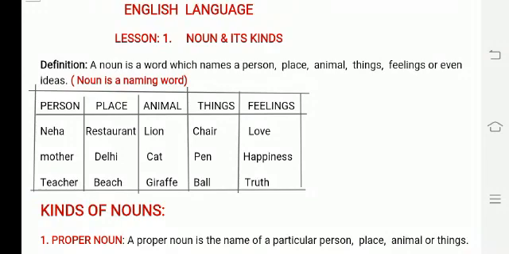We are back again to continue with the first chapter in English language, Noun and its kinds. Let's start. What is noun? There's a proper definition for noun, but I don't want you to just simply cram it. This is just for you to understand what is noun.